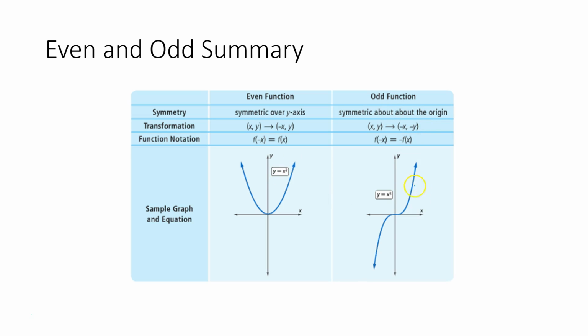Odd function, we have that symmetry around the origin. And if you plug in negative x this time, it's going to give you the opposite. So here's positive x. Negative x is going to give you the opposite thing on the other side of the axis.